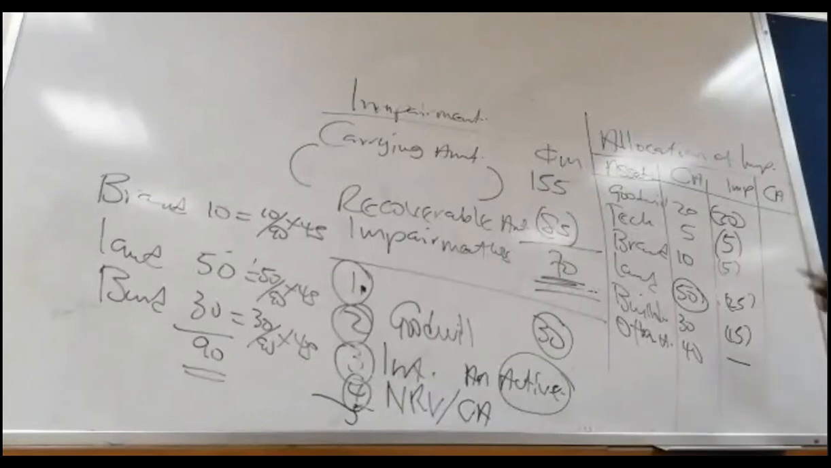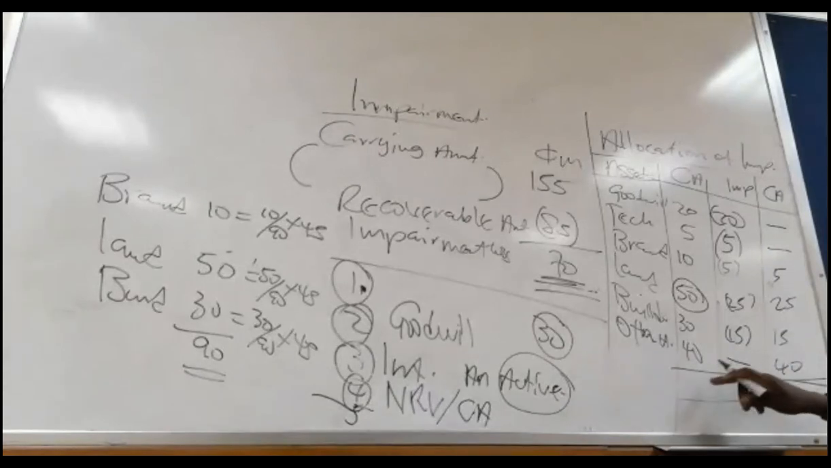First goodwill. The carrying amount before is 20 minus impairment 20, so here it will be dash. It's gone. Then 10 minus 5, 5. 50 minus 25, 25. This here is a coincidence that it is half. Here is 15. Here is still 40. So you total them. Let's total all of them.